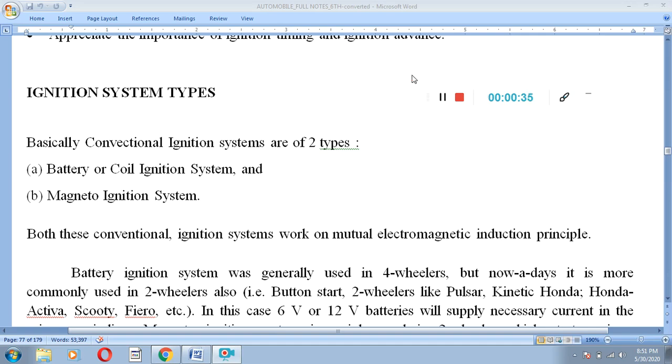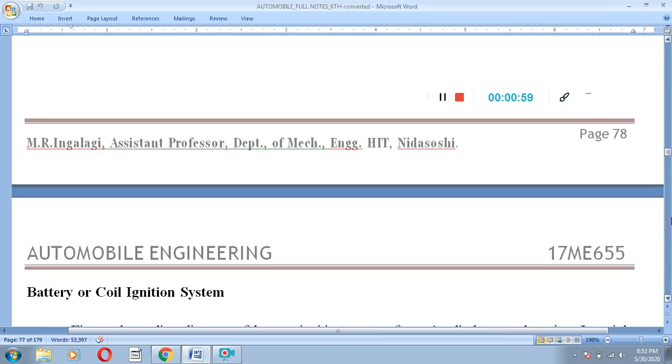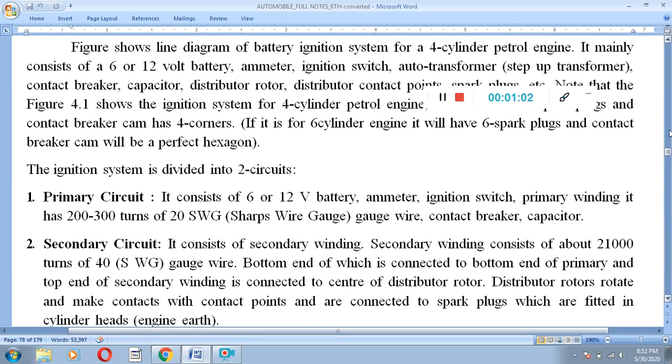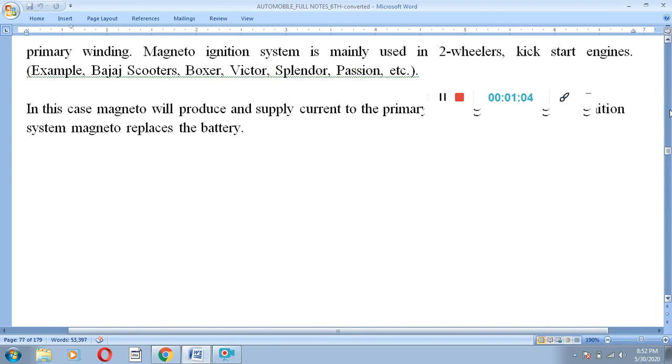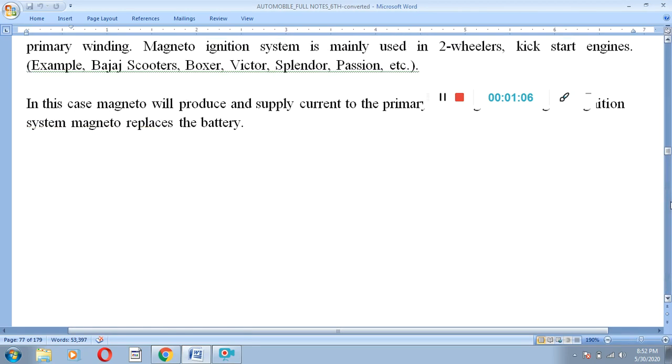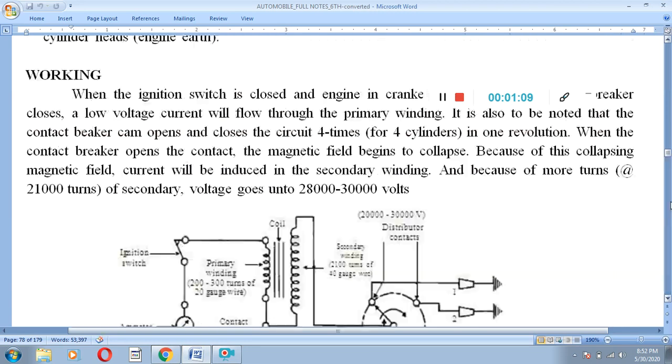Basically, we have two types. First one is the battery or coil ignition system, and the second one is the magneto ignition system. Both these conventional ignition systems work on the mutual electromagnetic induction principle. Now, first one, directly moving towards the battery ignition system. I will explain this one.